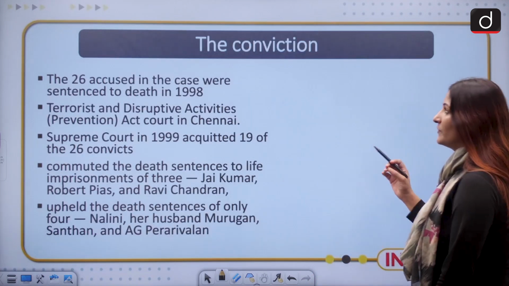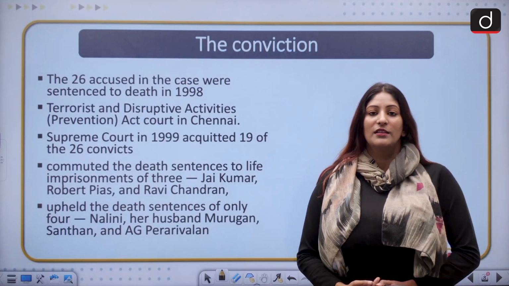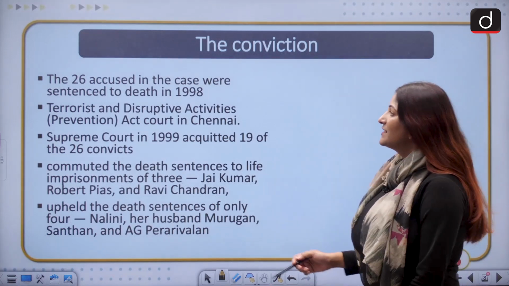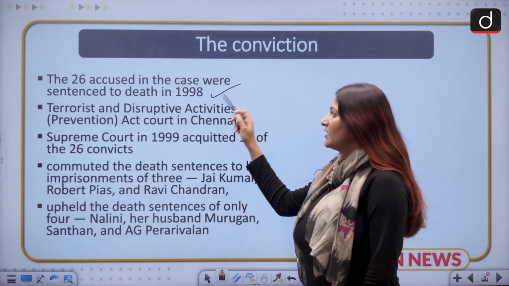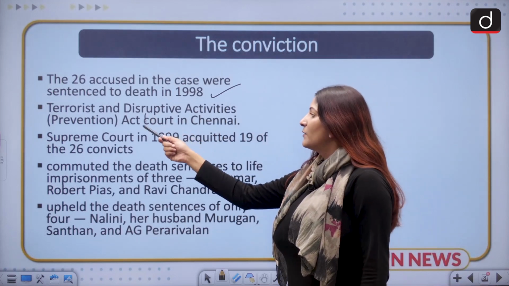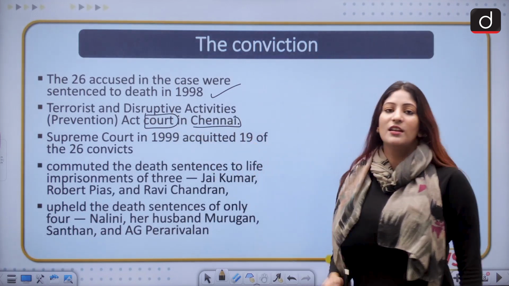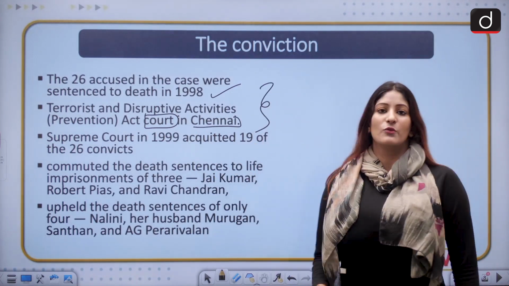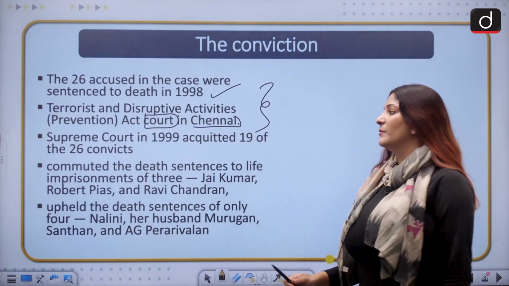Moving ahead, now the conviction comes into being. They were charged under TADA. We will talk about TADA as well. So the 26 accused in the case were sentenced to death under the Terrorist and Disruptive Activities Act. There was a court under it in Chennai which did so. But a death sentence has to get confirmation by the Supreme Court.